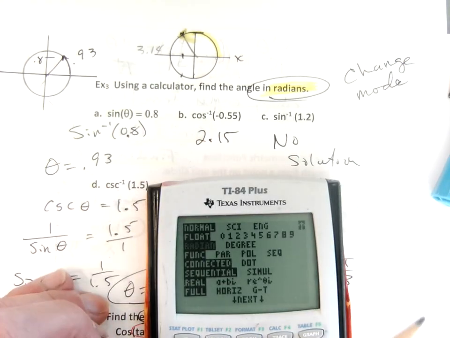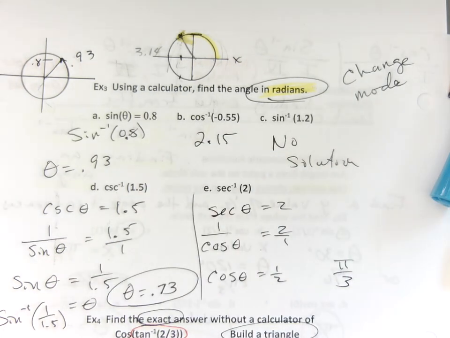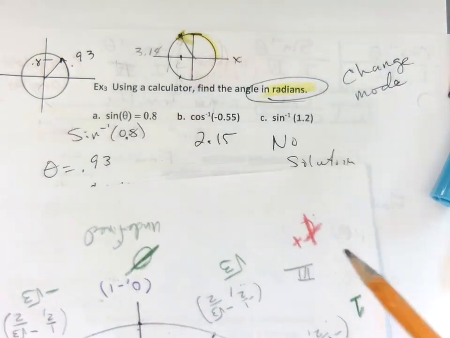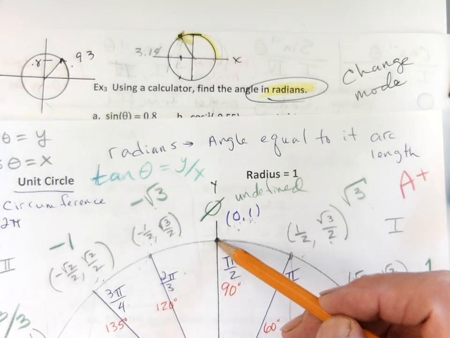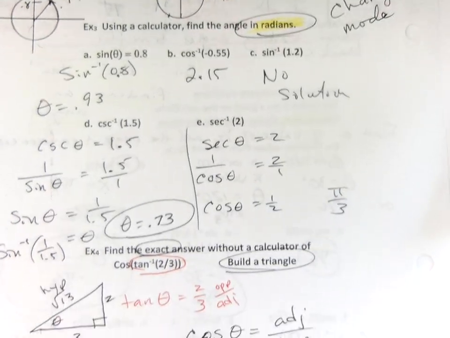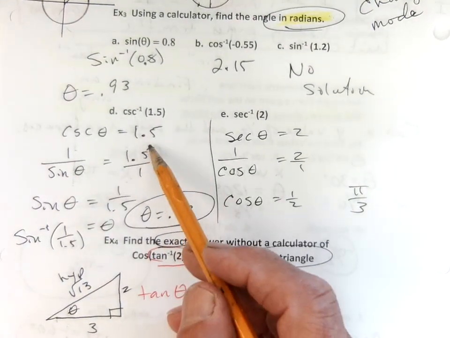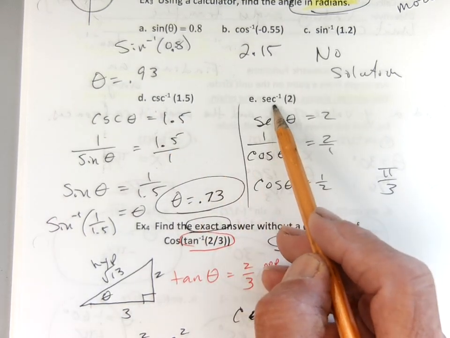if you do sine inverse of 1.2, you get an error. The reason is because we're looking for an angle that has a sine value of 1.2. Well, the biggest value you can get is 1. 1.2 is off the unit circle. It's impossible.